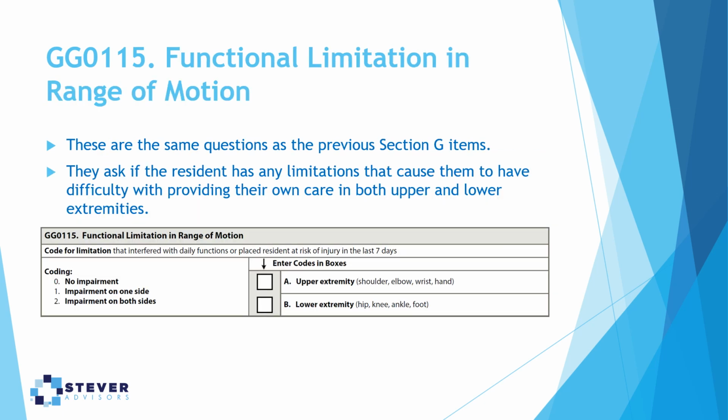Functional limitation in range of motion are the same questions that were previously in Section G. They ask if the resident has any limitations that cause them to have difficulty with providing their own care in both upper and lower extremities. Use the actual self-care and mobility activities we will discuss later as examples of functional limitation.